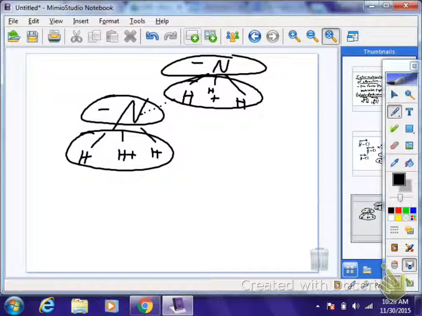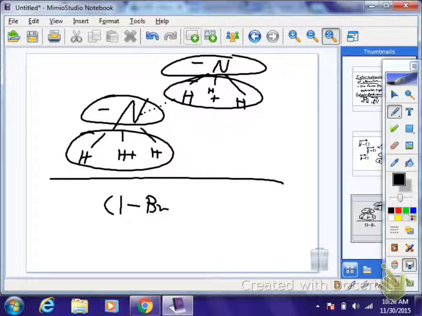Now, is there a situation where we have a nonpolar molecule? Sure, we can have a nonpolar molecule. For example, if we have Cl bonded to Br. It's a nonpolar molecule because chlorine is 3.0 and bromine is 2.8. Okay, we wouldn't show an arrow for that. So this would be a nonpolar situation, nonpolar molecule.